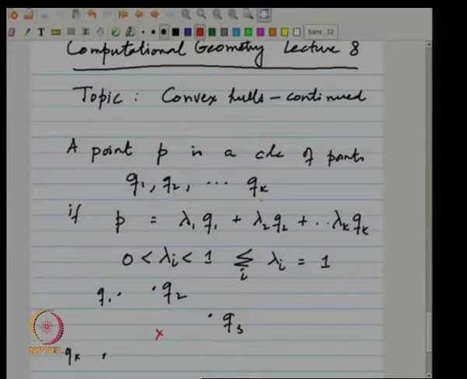This is the algebraic definition, and the geometric interpretation is that the point P is in the interior of the convex hull of Q1, Q2 up to Qk. That's what geometrically is the interpretation of that. Also, every point inside that convex hull of Q1, Q2, Qk will be a convex linear combination of the boundary points, for some values of lambda 1, lambda 2, lambda k.